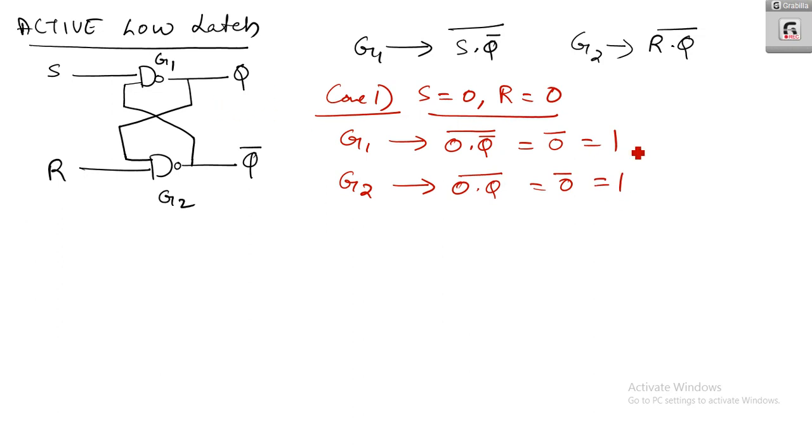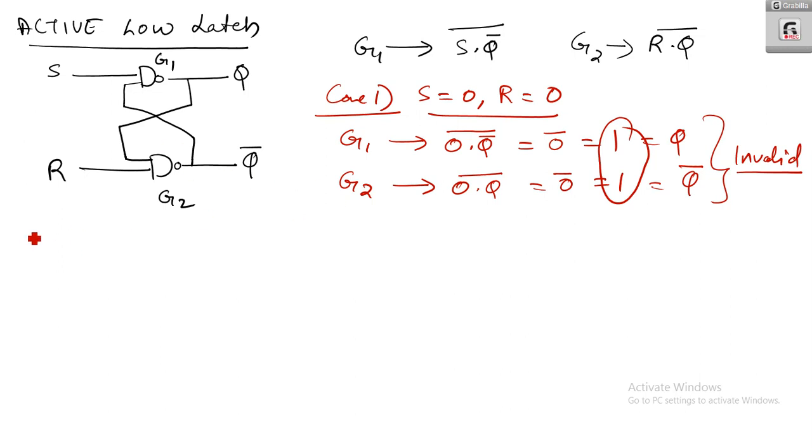So here actually what happens, this is Q and this is Q bar. Q and Q bar have exactly the same value, which contradicts the relationship between them. So what does that mean? That means this is basically an invalid state. That means when S is equal to 0 and R is equal to 0, it is an invalid state.